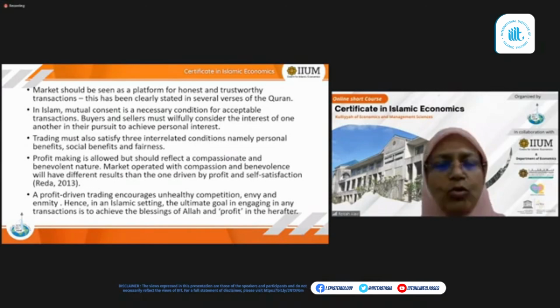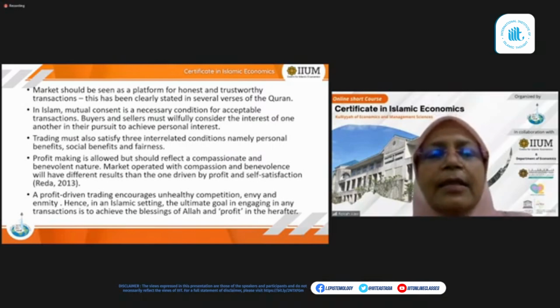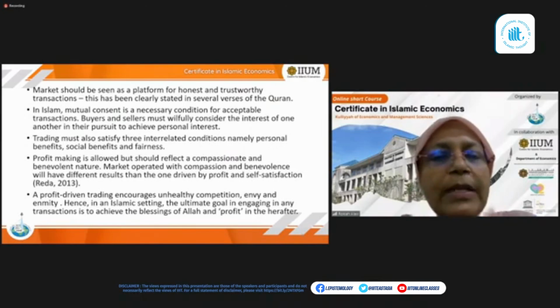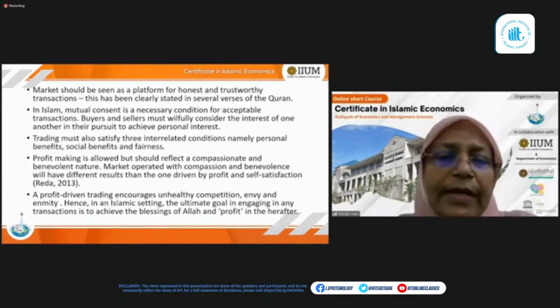As consumers, we also have to be fair to the seller, and the seller also has to be fair to the consumer. So when fairness is there in the market, then inshallah the market will be functioning well. In terms of profit making, it is allowed, but it should reflect a compassionate and benevolent nature. A market operated with compassion and benevolence will have different results than one driven by profit and self-satisfaction.